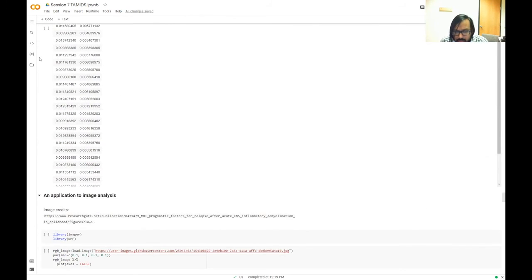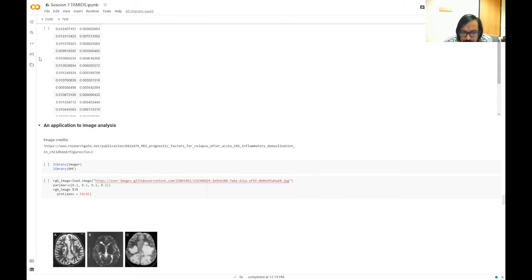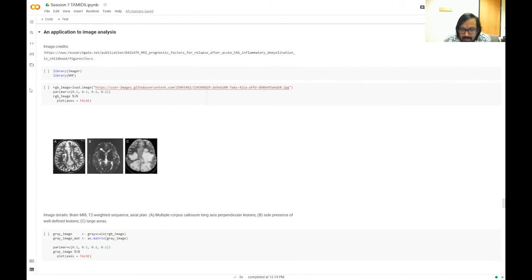So let us try to find an interesting application in image analysis. So this image, it's a brain MRI. It's a weighted sequence. So we have 3 different images here. And we can load this image using the load.image function. And we can plot it.